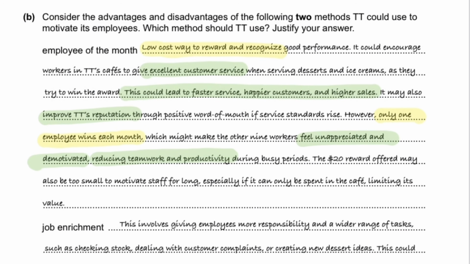Again, we have identified 2 knowledge points, which is the advantage and the disadvantage of Employee of the Month, and we have explained the impacts of this to the business of TT. And along with an application point of cafes, this gets a level 2.